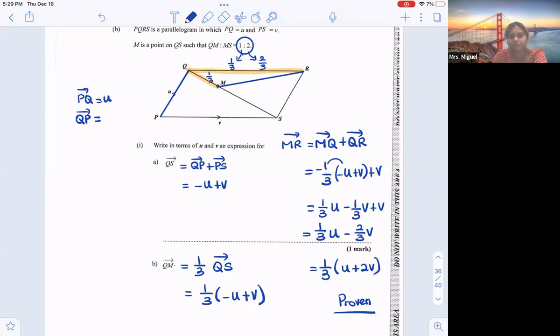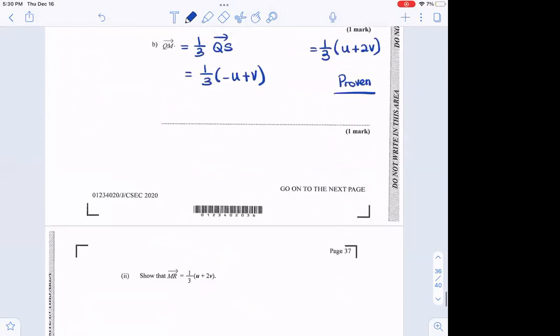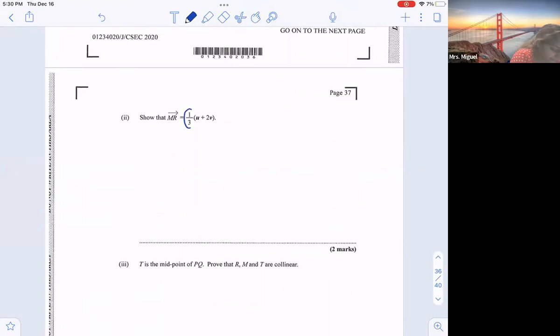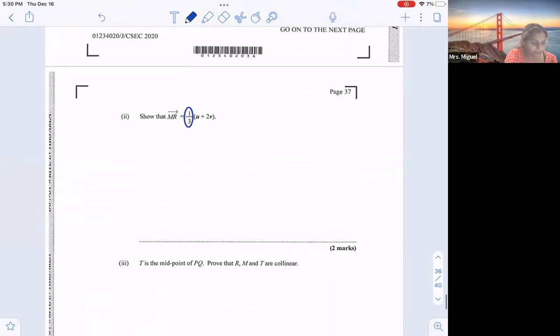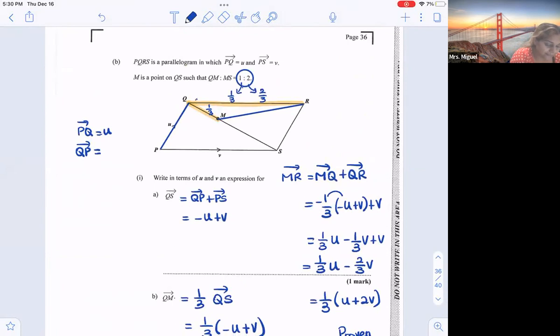Can I finish? Yes. I want to show you all something. The question starts with 1/3. So that is why I went in the direction here. That is why if I have to travel from M to R, I didn't use MS because according to the answer, they want 1/3. So that is why I went from M to Q and then Q to R. Do you all see that? Yes.